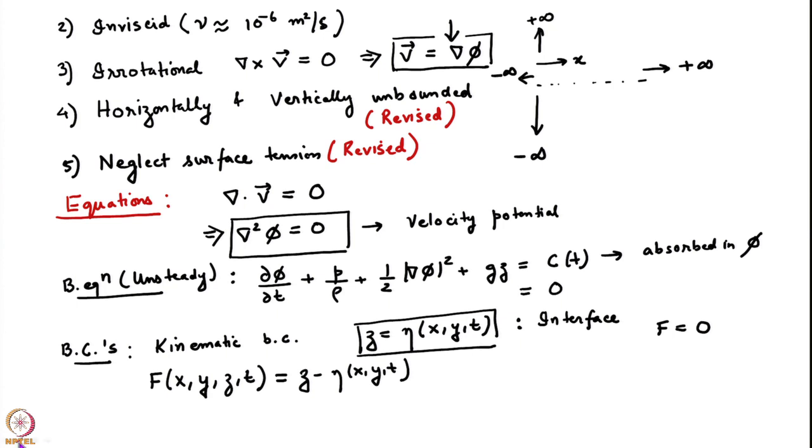So the kinematic boundary condition basically says that because the interface is a material surface and F has a unique value associated with it, which in this case is 0, DF/Dt, the material derivative of F, is 0. Let us work out the consequences of this equation. So we will have DF/Dt is equal to 0. Remember, F is defined as z minus eta(x, y, t).